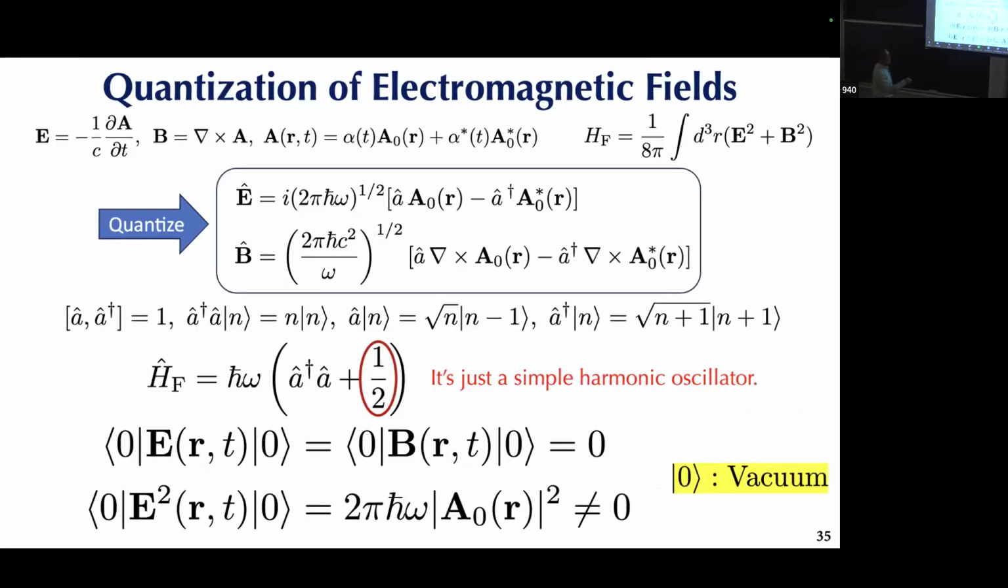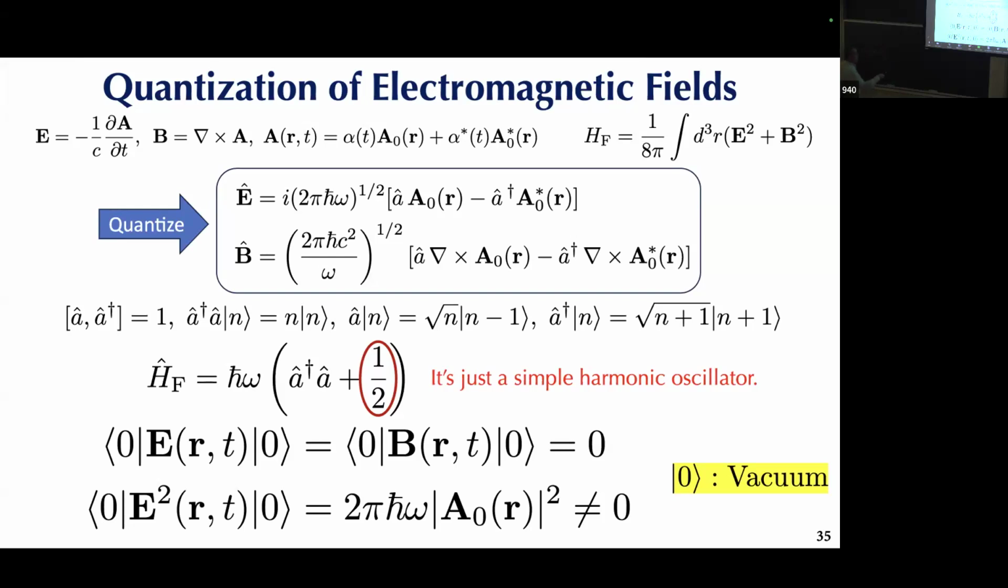When you quantize electromagnetic fields, you start from classical electrodynamics, and you have the electric field and the magnetic field, which are both related to the vector potential. This is the classical vector potential, and this is the total energy, E squared plus B squared, and then you quantize this. The coefficients alpha and alpha star become operators, a and a dagger. So both the electric field and the magnetic field become operators. But in the end, what you find is a simple harmonic oscillator, which has the zero-point energy of 1/2, as we know.